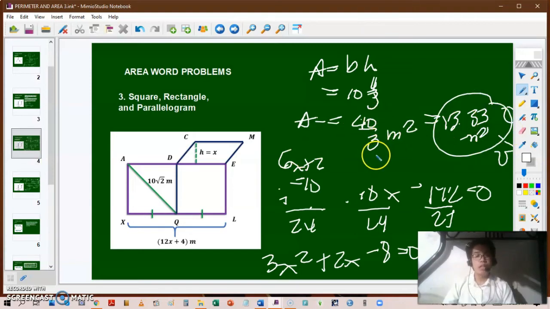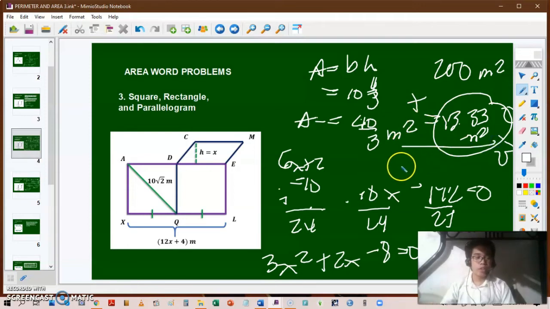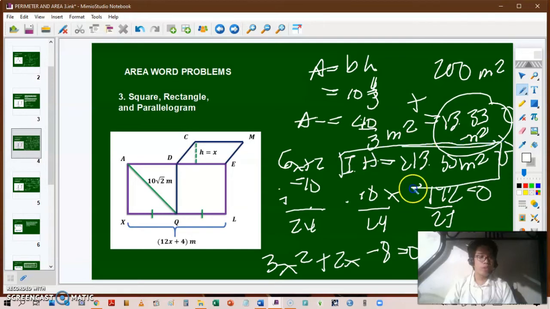Now if we want to know the area of the entire irregular polygon, the irregular heptagon that we have here, ADCMELX, we just simply have to add the 200 meters squared, the value for the area that we have for the rectangle. So the total area of the irregular heptagon is 213.33 meters squared. Okay, so this is the area of the irregular heptagon, or the irregular polygon that we have right there.